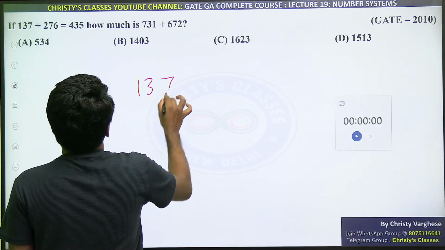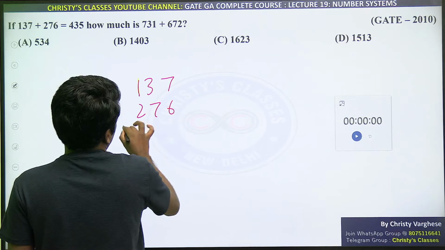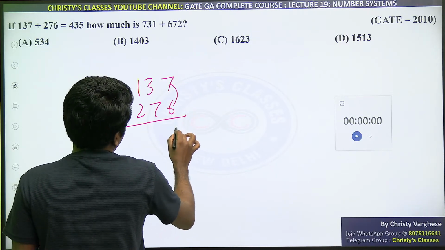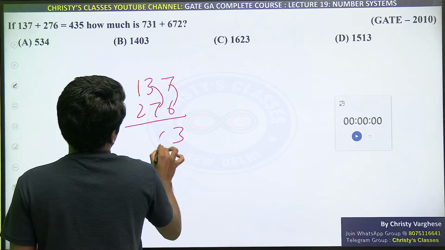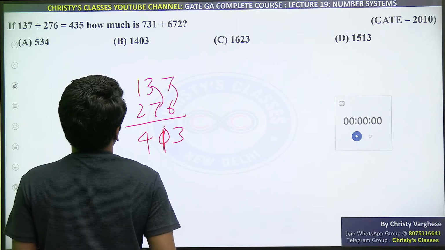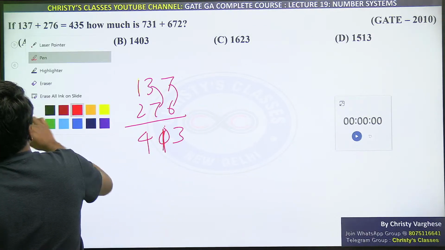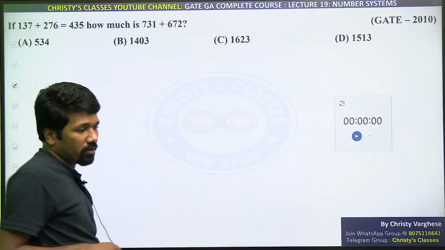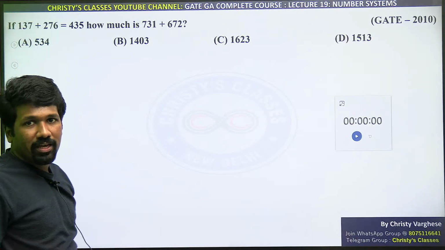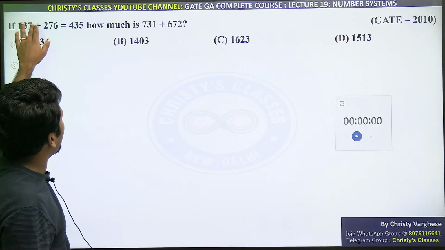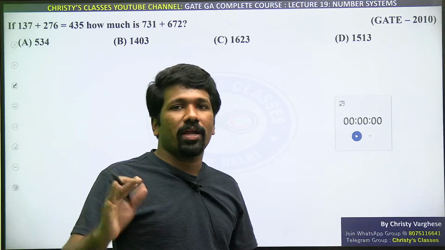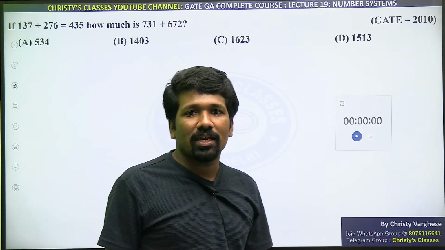First of all, you should observe 137 plus 276. In our normal decimal addition, that is not correct. Decimal addition, it will come to 413. But this is 435. So we understand that that is not decimal addition. This is in some different number system. Here the largest digit is 7, so definitely it is base 8 or above. Let us try base 8 itself.